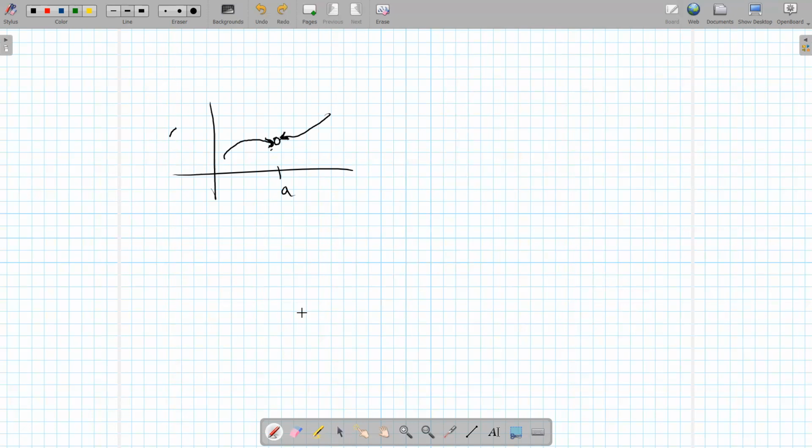I'm going to ask you a question that's beyond us, but we're going to ask this anyways. Let's say this is the curve of x squared. How many independent variables do we have?